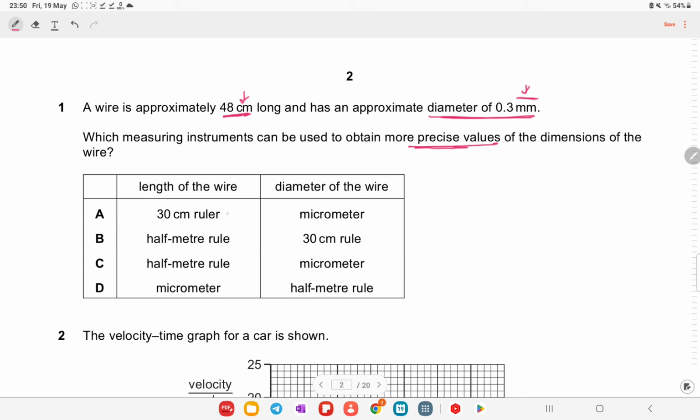So first option cannot be possible because the length of the scale is less than the required value, which is 48. And yes, we can find out the diameter of the wire with a micrometer screw gauge, because it states that you need to find out the precise value. And the second option is half meter rule and 30 centimeter rule. This cannot be possible. Again, we cannot find out the diameter precisely with the help of a ruler. So option C would be the right answer for this question.